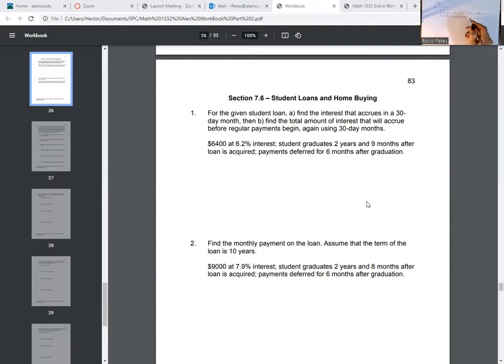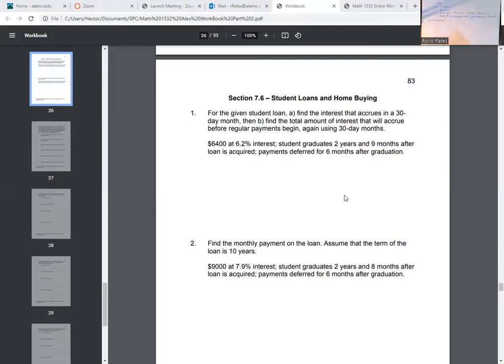So when do payments start? That's what we need to figure out, because payments are deferred. That means they're postponed. So they're postponed 6 months after graduation. So really payments start, we have to count. So 2 years plus 9 months plus 6 months. I'm writing this down because remember, after graduation, there were still another 6 months before they started making payments. And so that's important.